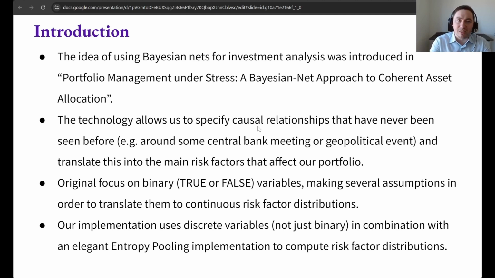So this is what you will see, that there's no reliance on covariance matrices, no reliance on normal distributions, no reliance on just Boolean networks. We will focus on fully discrete variables.